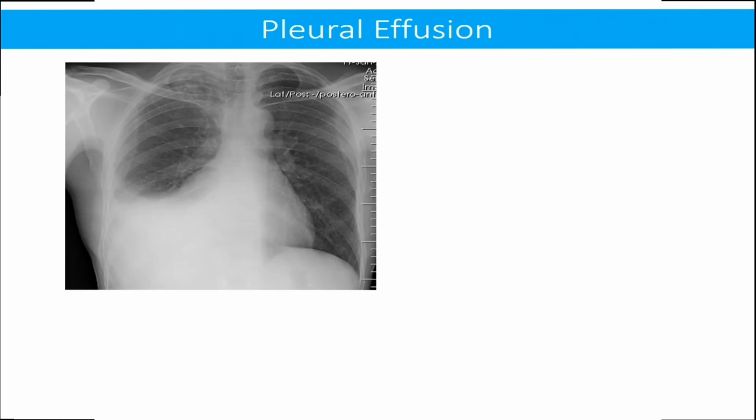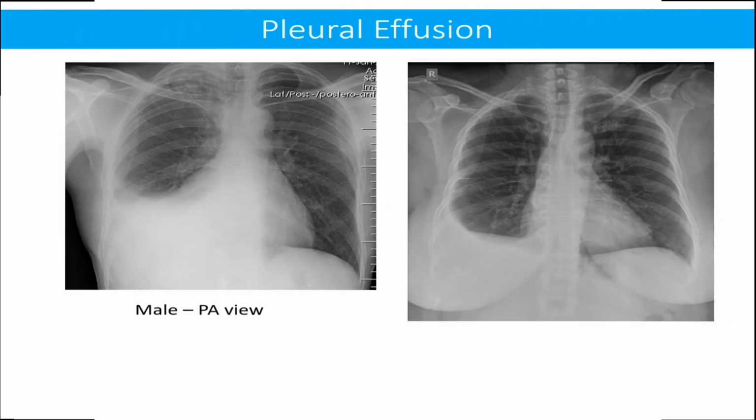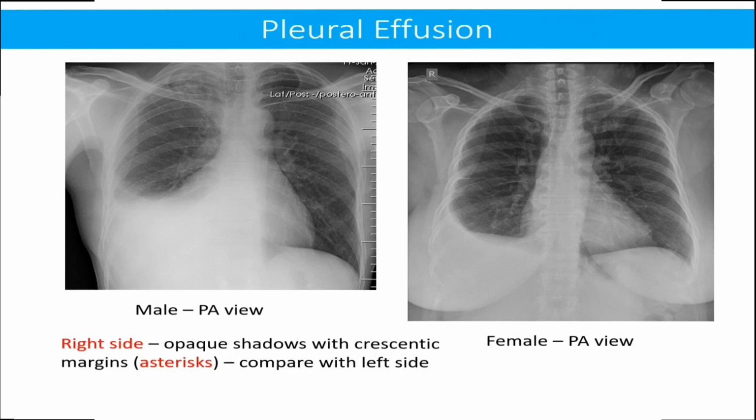Both the X-ray, left of male and right of female, show right-sided pleural effusion, which is indicated by an opaque shadow with crescentic margin. Do compare right side of each X-ray with left side of its own. There is huge difference of opaqueness on the right as compared to the left.